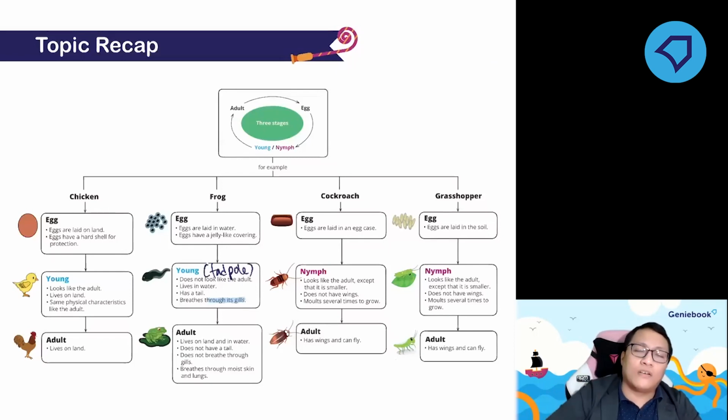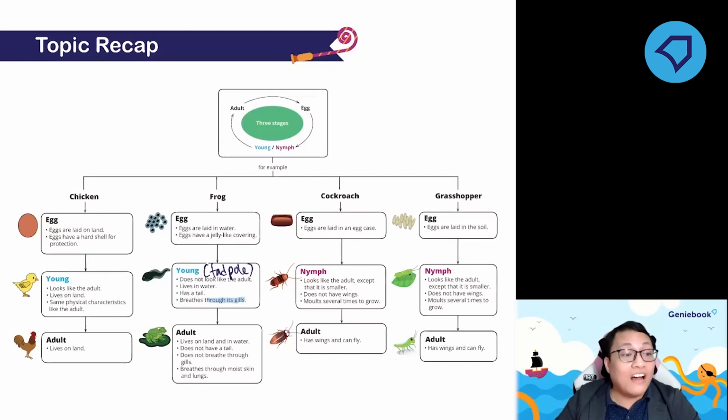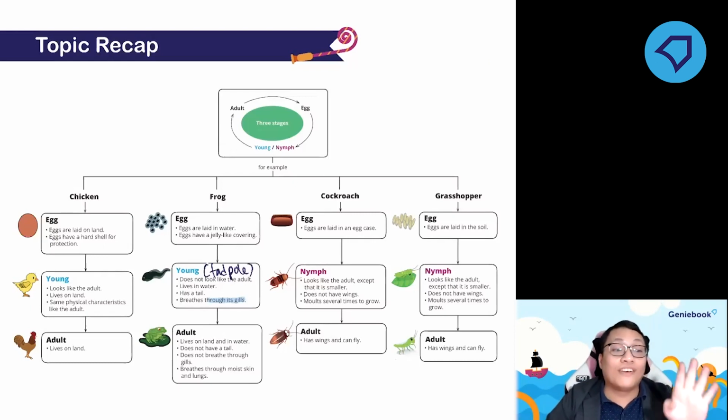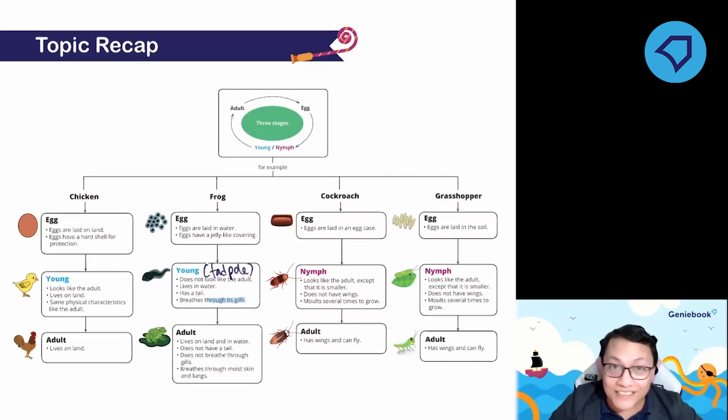So what is the young called? What is the young of the cockroach called? How about larva? Can you mention larva for the young of cockroach? Can you name the young of cockroach as larva? Oh, Givat mentioned that larva is the young of insects which have 4 stages of life cycle.